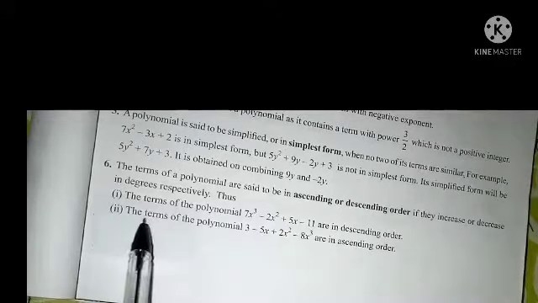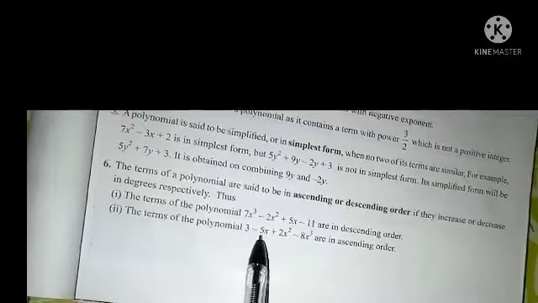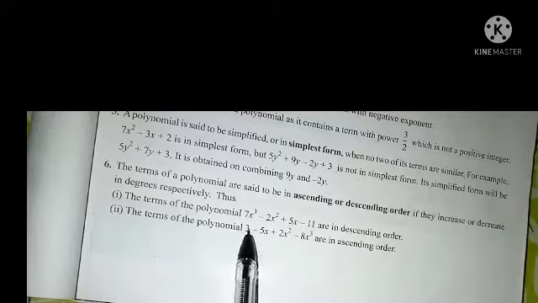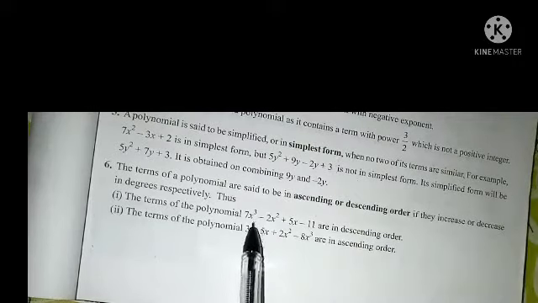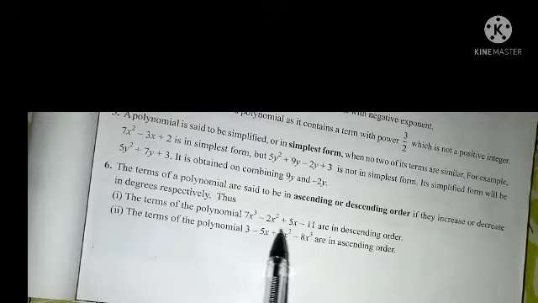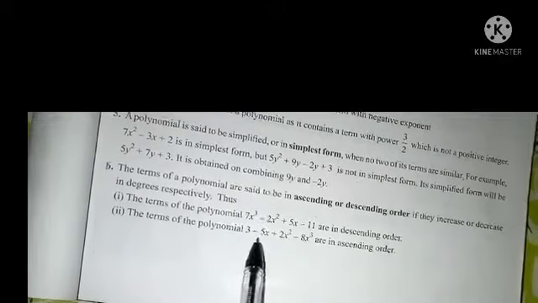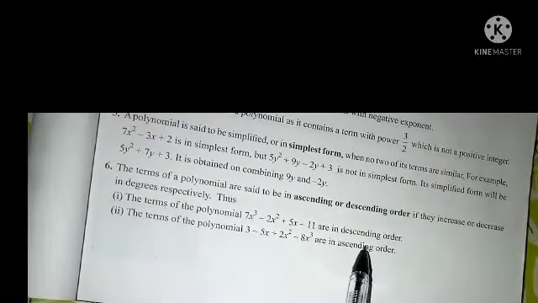Now in the second one, the terms of the polynomial, see here, 3. First of all, 3 means actually 3 into x naught, can I write? So the power is 0 here, 1 here, 2 here, 3. That means it is in increasing order, so it is called ascending order. So this is what we had for today's class. Thank you.